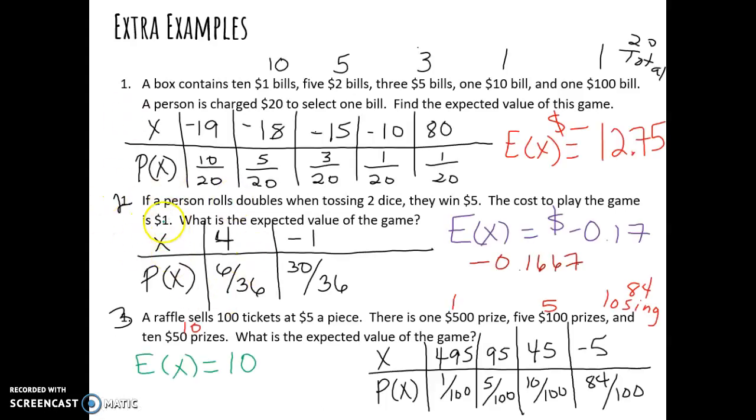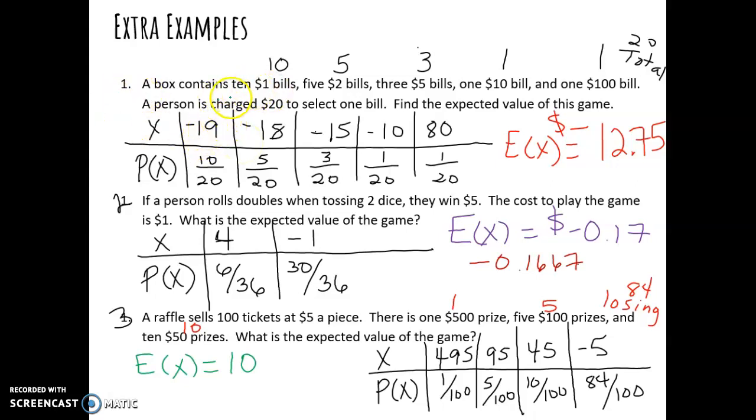Okay, here's the answers. For the first one, the expected value is a loss of $12.75. So the way we got that was the box had 10 $1 bills, 5 $2 bills, 3 $5 bills, 1 $10 bill, and 1 $100 bill. So 20 bills total. The person is charged $20 to play, to select one bill. And I guess they get to keep the bill that they pull out.